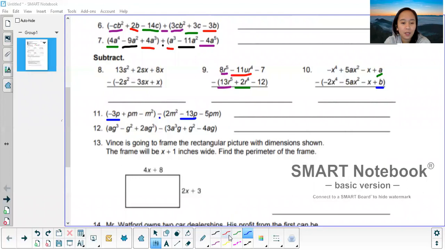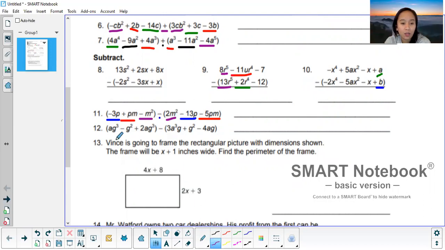Okay, so let's continue. Now this one, you have here PM, and then that PM. There's a negative before that. So what's 1 minus negative 5? And then for the m squared, what's negative m squared minus 2m squared? So negative 1 minus 2. Then you write m squared.